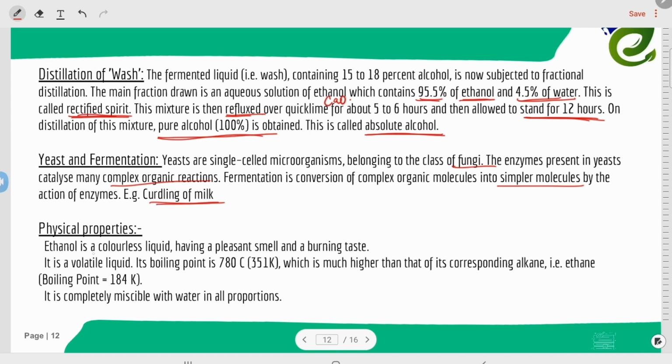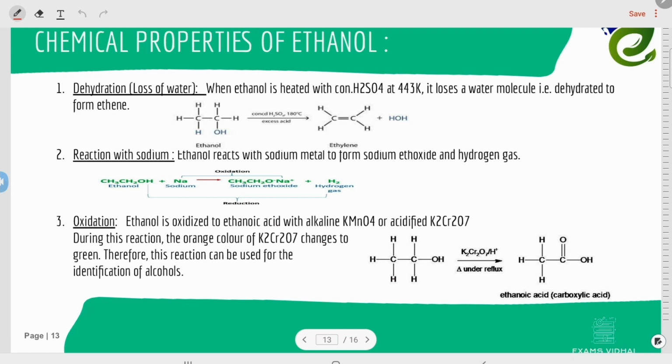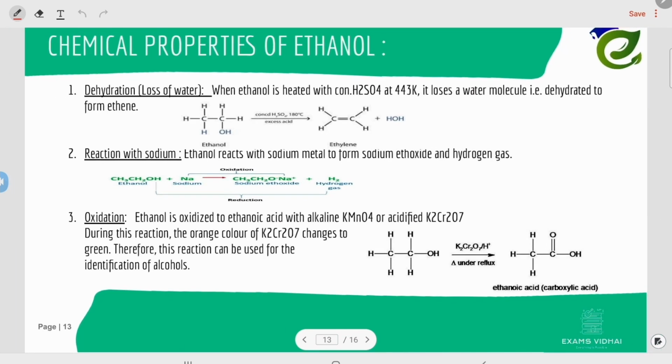Physical properties. Ethanol is a colorless liquid having a pleasant smell and burning taste. Ethanol is alcohol. It is a volatile liquid. Its boiling point is 351 Kelvin, which is much higher than that of the corresponding alkane, ethane, that is 184 Kelvin. It is completely miscible in water because we know alcohol is completely miscible in water. Talking about the chemical properties.